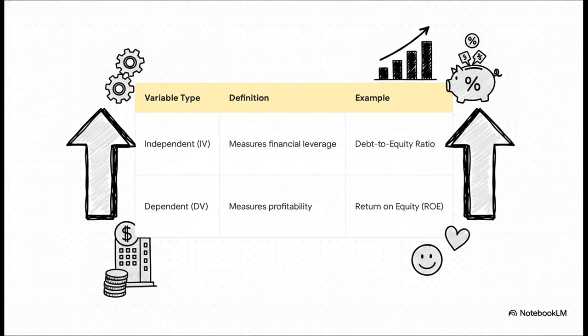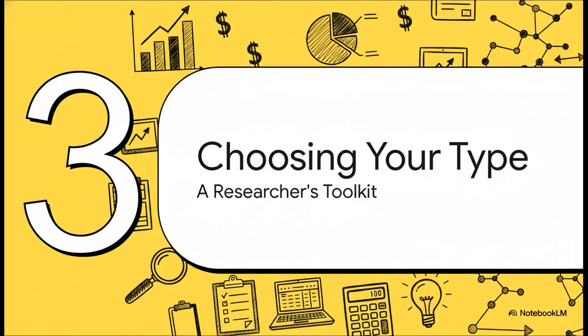So now our entire study is focused on one thing. Does a change in the debt-to-equity ratio cause a change in ROE? See how focused and clear that is? Okay, so once you've forged that sharp research question, you have to decide how you're going to answer it. And that brings us to the different types of research.